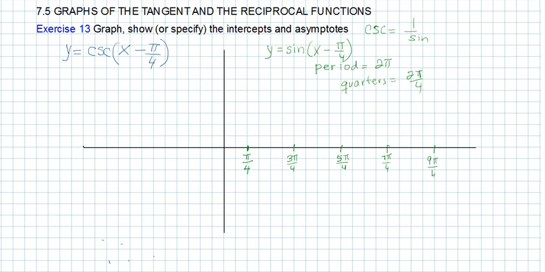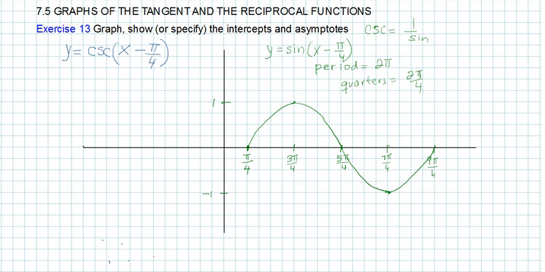And so the amplitude of this function is 1, because we just have the x there. So I have a 1 here and a negative 1 here. So to draw my sine function, I start at the phase shift and then go the first quarter, then my second quarter, then my third quarter, then my fourth quarter. So that's my sine wave.